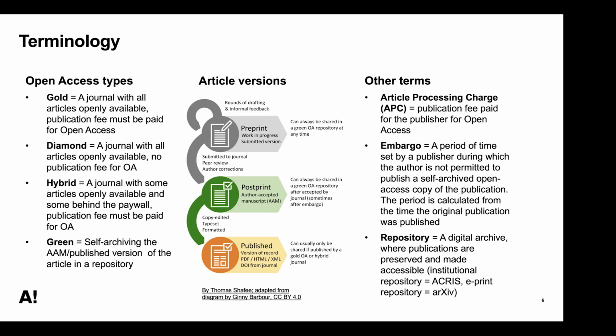Other essential terms in open access publishing include the article processing charge, or APC, which is the fee paid to the publisher for open access. Embargo refers to the publishing delay imposed by the publisher on the self-archived version. And a repository is a digital archive where publications are preserved and made available, such as institutional repositories of universities or e-print repositories like arXiv.